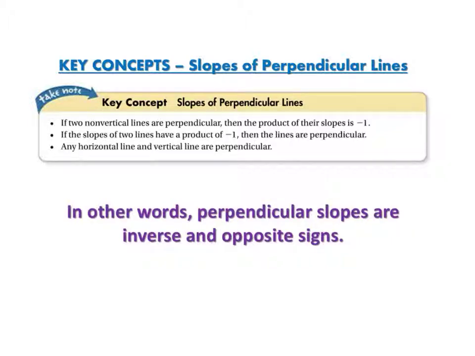Well, what does that mean? If I have a slope of 2/3, the slope of a line that is perpendicular is inverse. Inverse means I swap places. And opposite signs, the opposite of a positive is a negative. So a line perpendicular to a line with a slope of 2/3 would have a slope of -3/2.